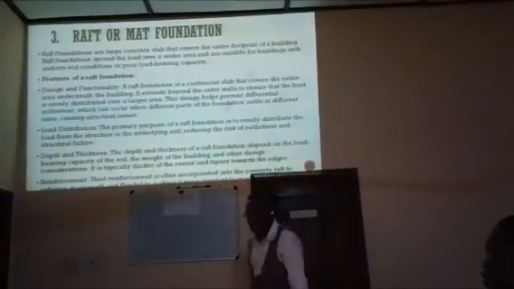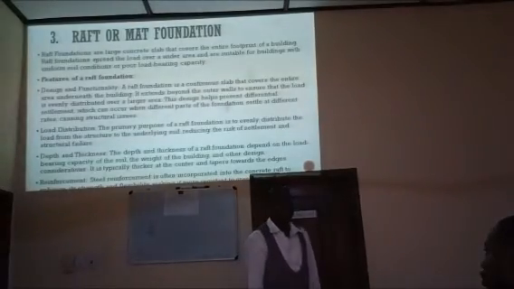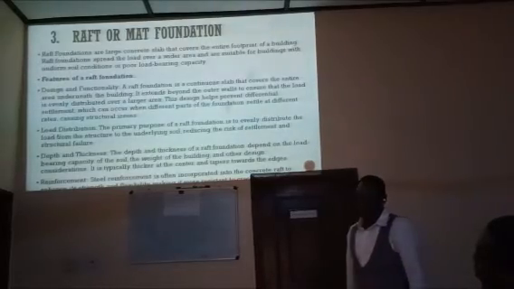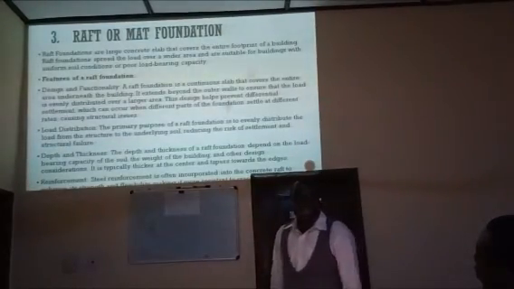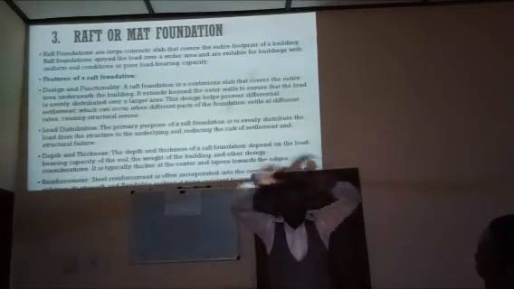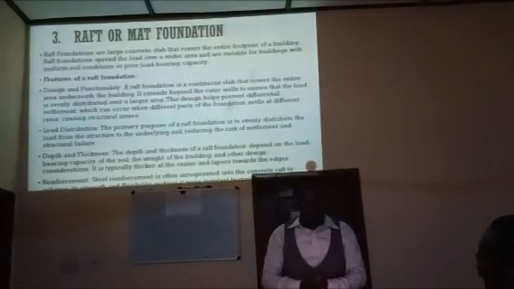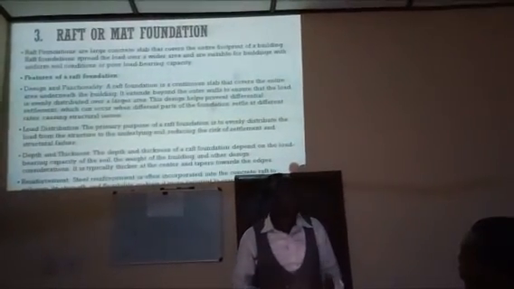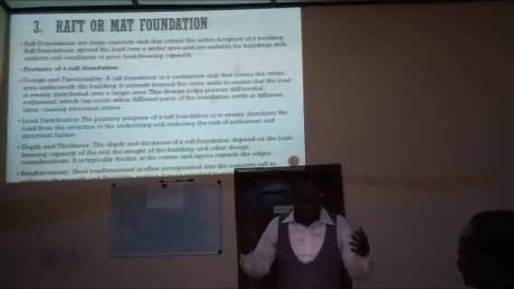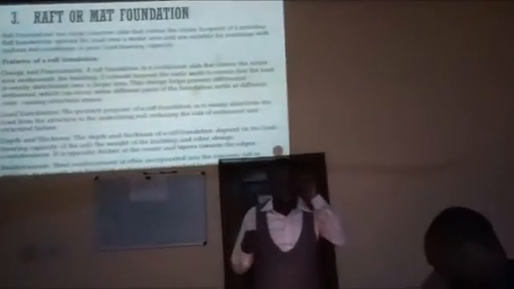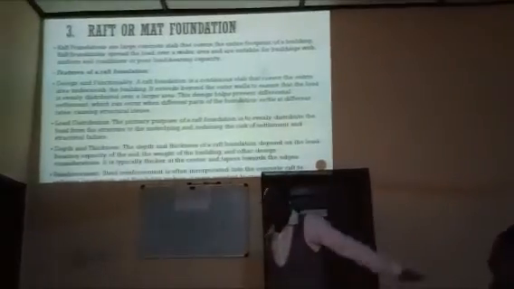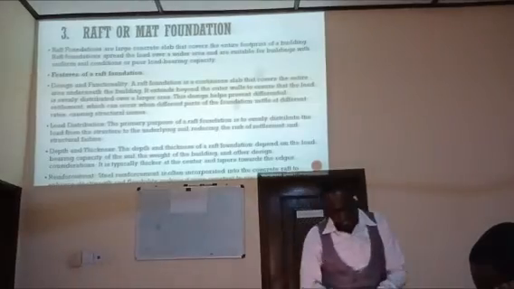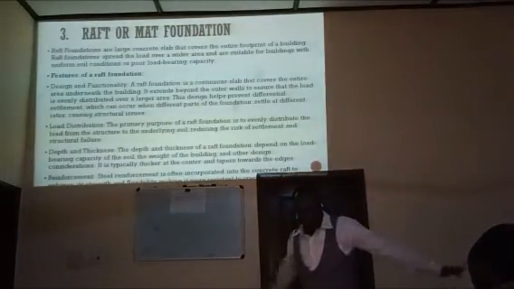Now, what are the features? Number one, design and functionality. A raft foundation is a continuous slab that covers the entire area underneath the building, everywhere. Now, it's always used where we have very bad topography, bad soil type, like where there have been dustbin before. Those where there is a swamp, how do they call it? Swampy area. You cannot do anything, or muddy ground, muddy type of soil that can press in. You cannot do anything with pad foundation.